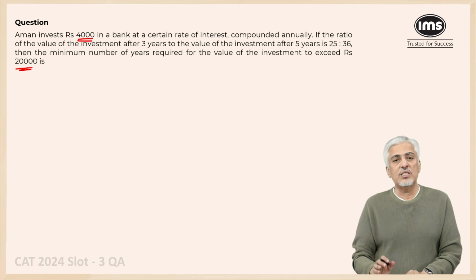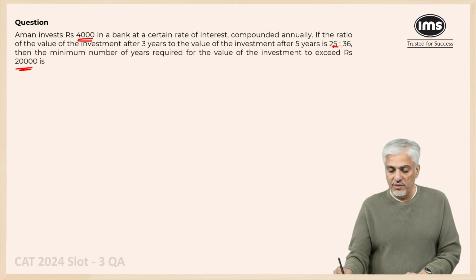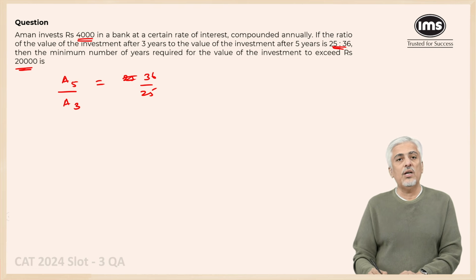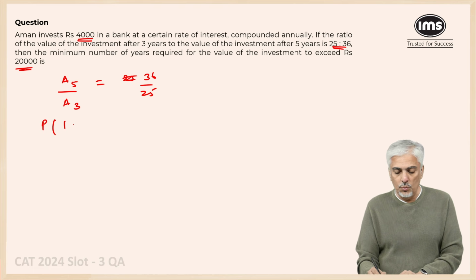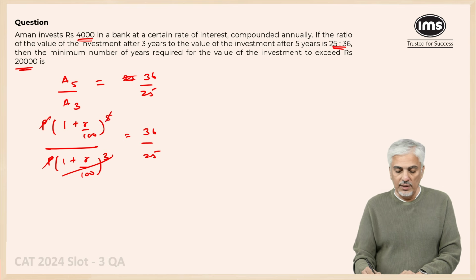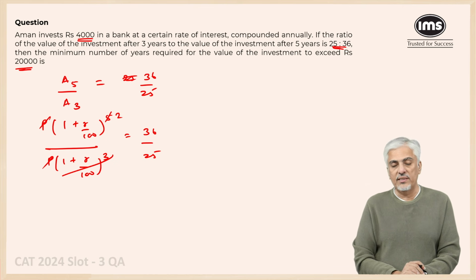Now pay attention, let's do the first part where we get the ratio. I'm just going to reverse this ratio. I'm going to write amount after 5 years upon amount after 3 years is equal to 36 upon 25. Now, what is amount after 5 years? Amount is P into (1 plus R upon 100) raised to 5, upon P into (1 plus R upon 100) raised to 3, is 36 upon 25. P and P cut out. This whole thing will cut over here. We'll be left with 2 over here. So we are left with (1 plus R upon 100) the whole square is 36 upon 25.